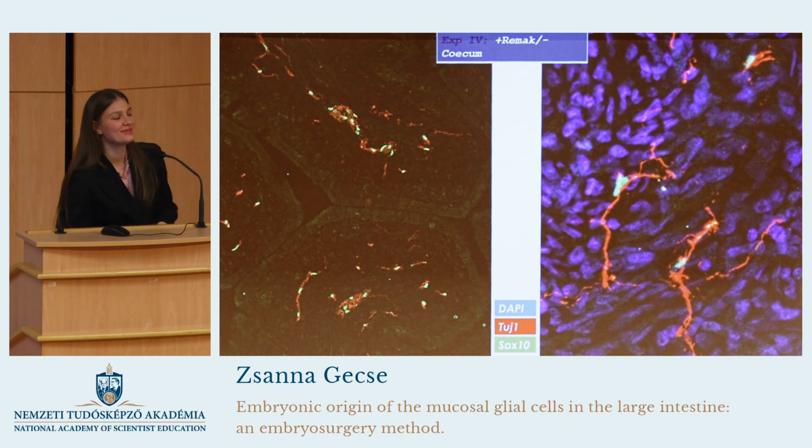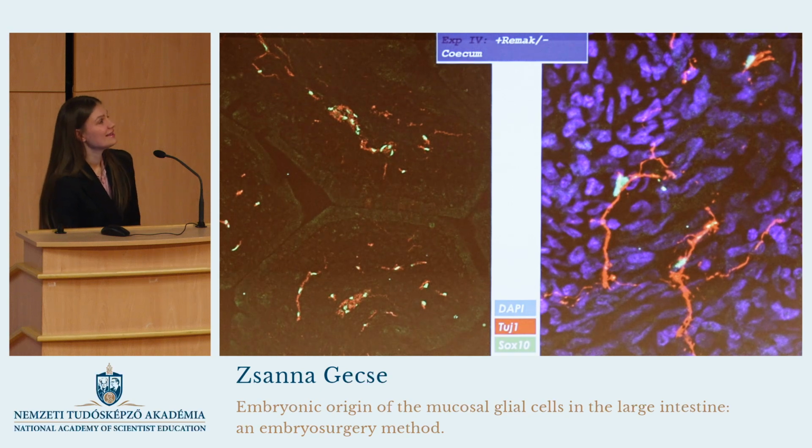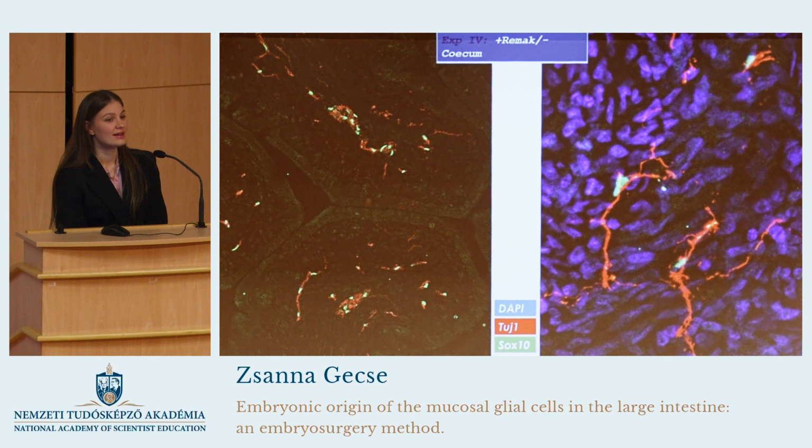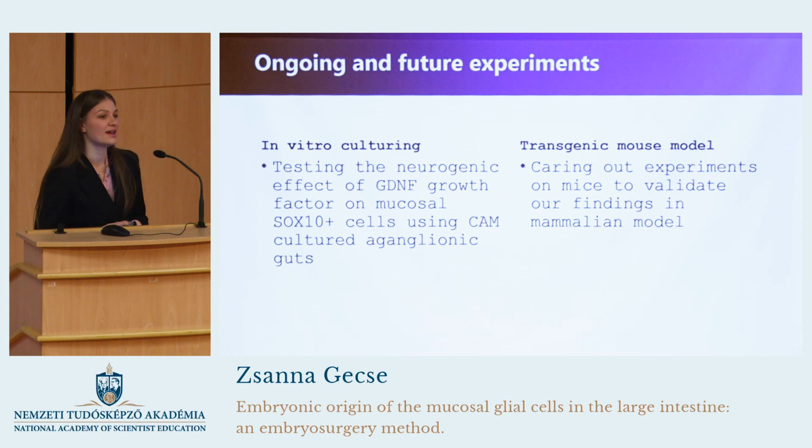So yeah, with the double immunohistochemical staining, we found this one when I removed the cecum and left the remak ganglion, which shows that these double positive intramucosal cells are coming from the extrinsic innervation of the colon.